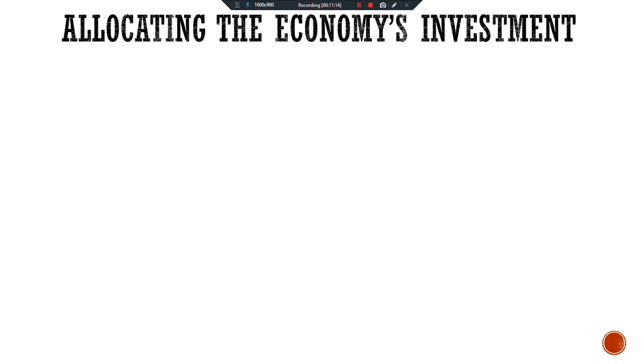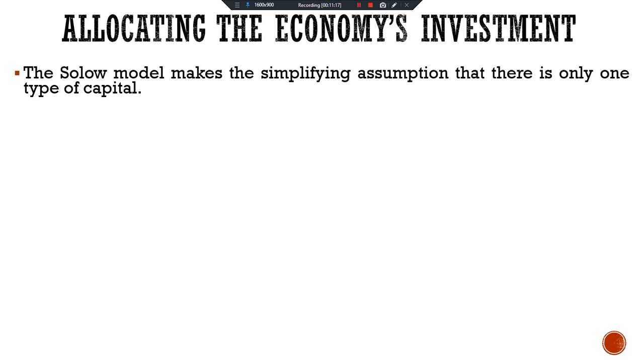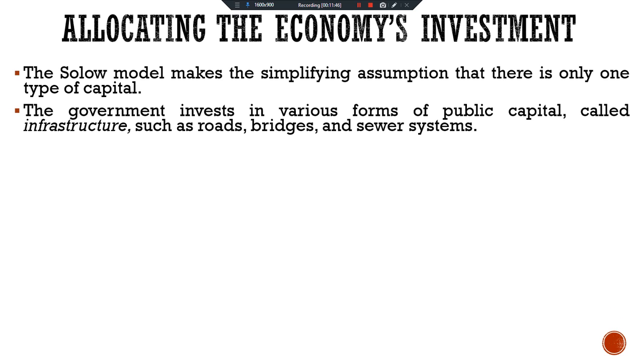Allocating the economy's investment: the Solow model makes the simplifying assumption that there is only one type of capital. In the real world, there are many types of capital. Private businesses invest in traditional types of capital, such as steel plants, and some newer types of capital, such as computers and robots. Government invests in various forms of public capital called infrastructure, such as roads, bridges, and sewer systems.